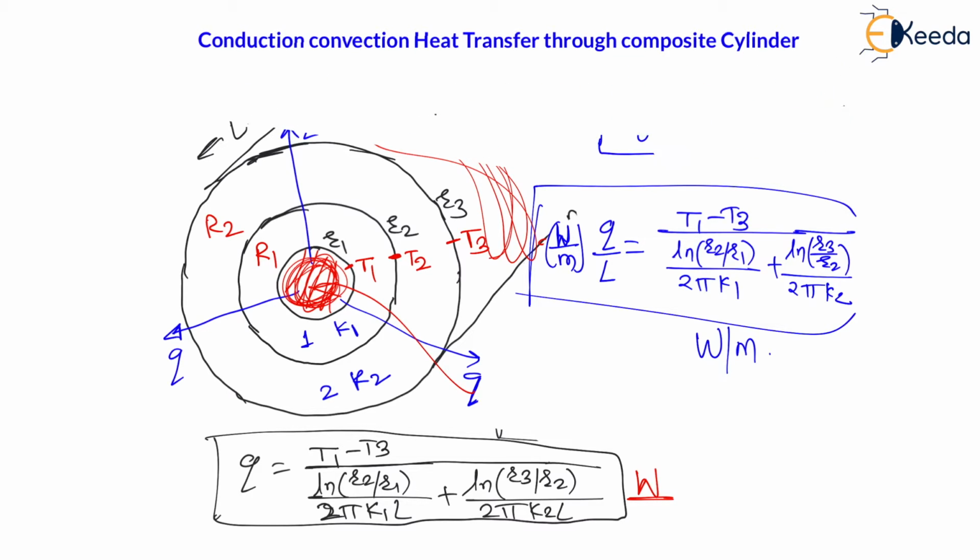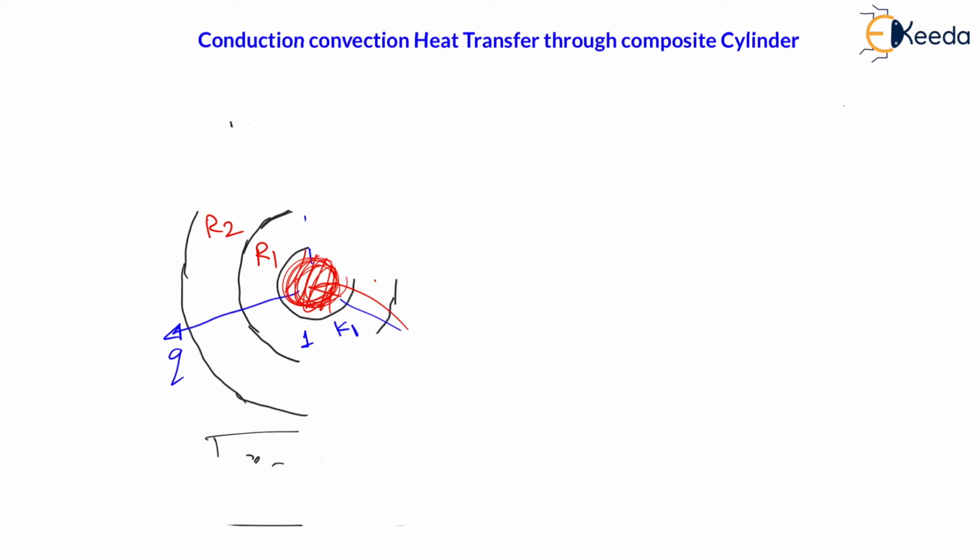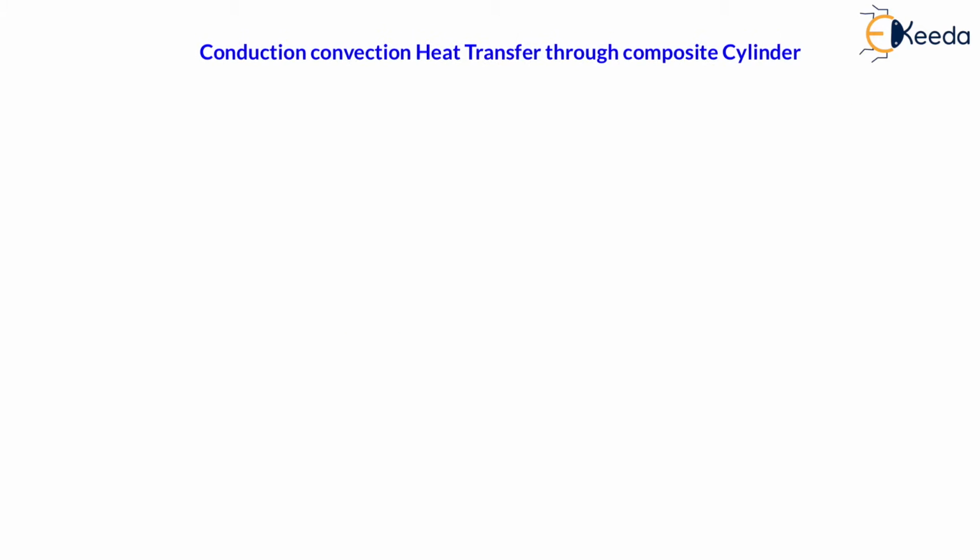So, let us write the conduction convection heat transfer through a composite cylinder, that is case 3. This will be our case 3. The third case is conduction convection heat transfer through a composite cylinder. Now, let us understand here. So, my dear students, to understand this case, let us say there is a composite cylinder first. Let us say this is the inside radius of the composite cylinder.